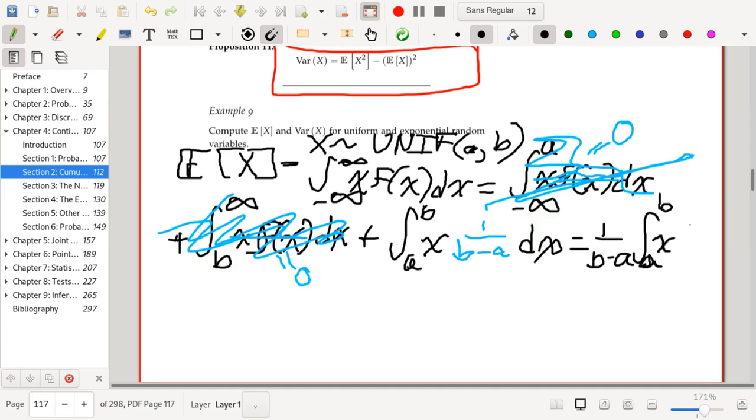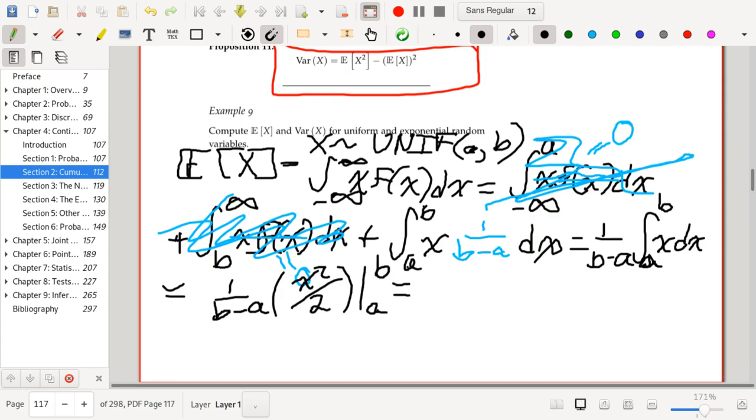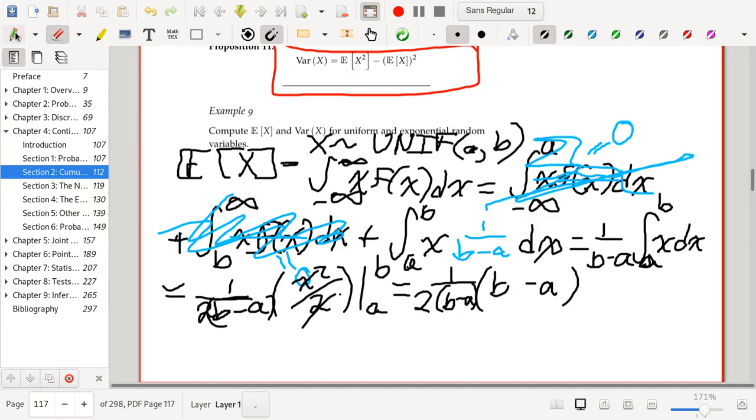And hopefully you remember what that integral is. The antiderivative of x is x squared over 2. So this will be 1 over b minus a, and then x squared over 2 ranging from a to b, which is equal to 1 over b minus a times, well, let's see. I'm going to bring out that 1 half as a factor and say this is 1 over 2 times b minus a, times b squared minus a squared. And maybe you notice, oh, that's a difference of squares. So b squared minus a squared factors into b minus a times b plus a. Oh, look at that. We got cancellation of b minus a's. So we're left with, in the end, a plus b over 2. And that's the expected value of a uniform.